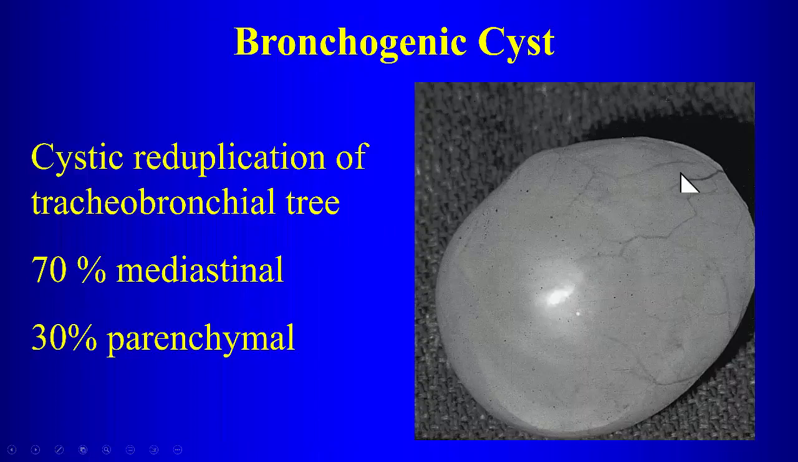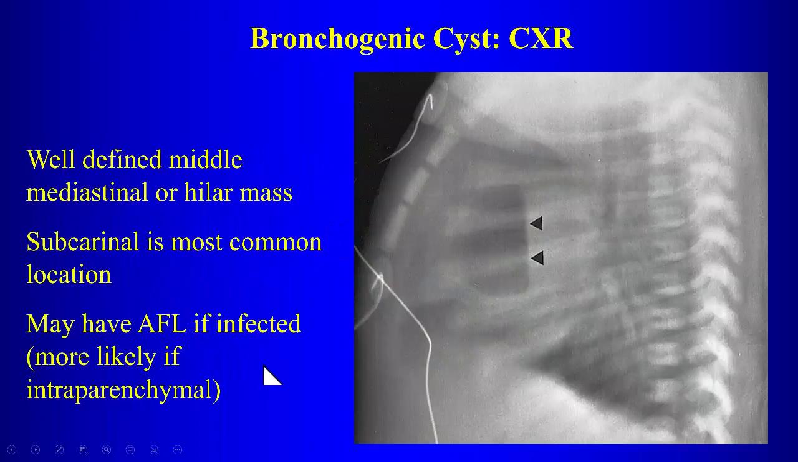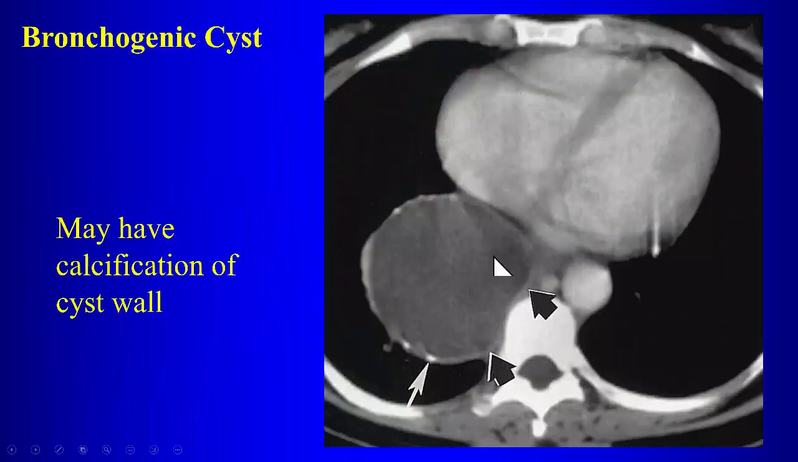Okay? So bronchogenic cysts represent cystic reduplication of the tracheobronchial tree. Most are mediastinal, some can occur within the lung parenchyma. These are usually fluid in attenuation, but if they communicate with the airway, which can occur if they get infected, sometimes you can have unusual appearances like this with an air fluid level. The subcarinal location is the most common location for a bronchogenic cyst.